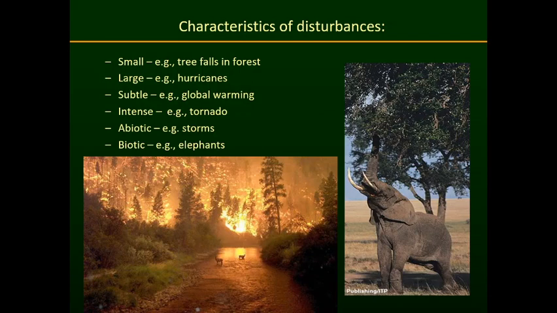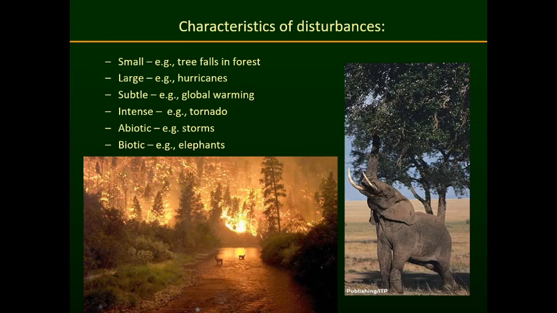I have a picture of an elephant here because when I lived in Africa, I saw elephants tearing the forest to shreds in places, and that was very clearly a disturbance to those forests, a natural part of the forest and its disturbance for sure, but it was caused by a living organism, so we call that biotic. So we've got abiotic, non-living, and biotic, living.